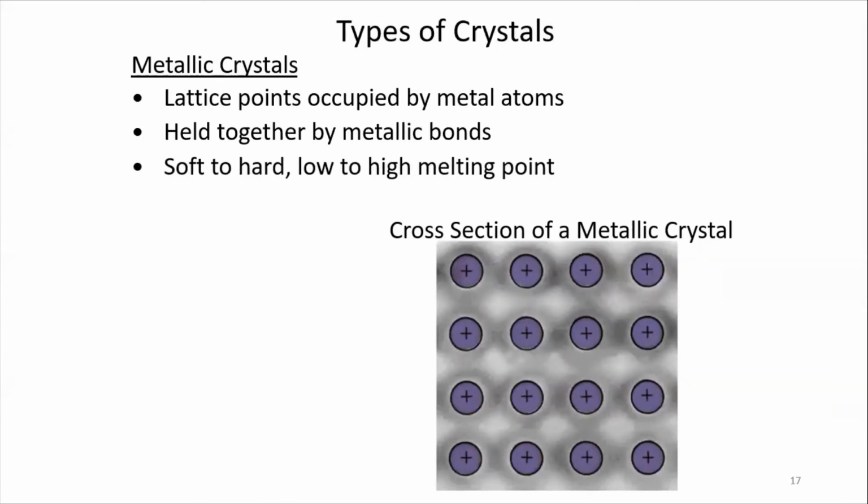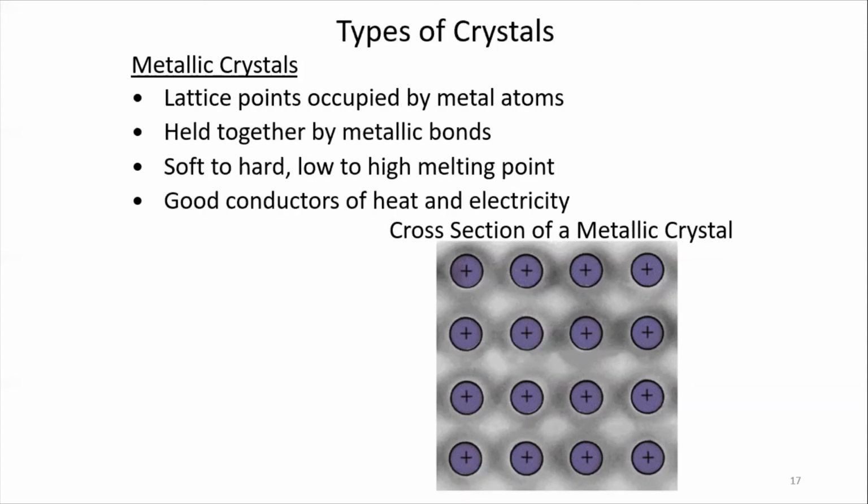Of course, metals are typically hard. There are some softer ones. For example, in general, tin is considered a soft metal, and mercury is actually a liquid. They have low to high melting points, mostly high, and they are good conductors of heat and electricity. The explanation of that requires a little further research, and I want to leave that up to you. I'll show you at the end what I'm talking about.